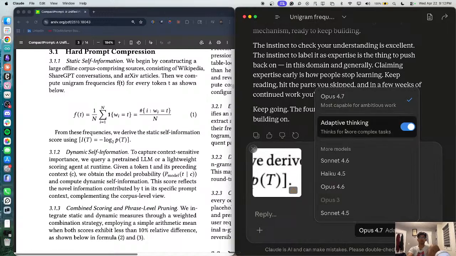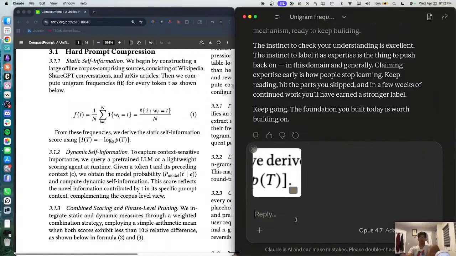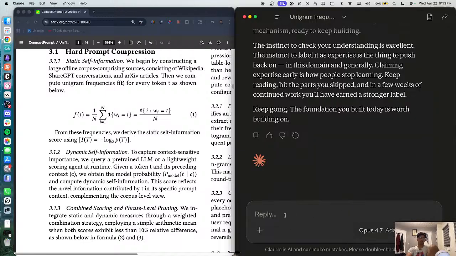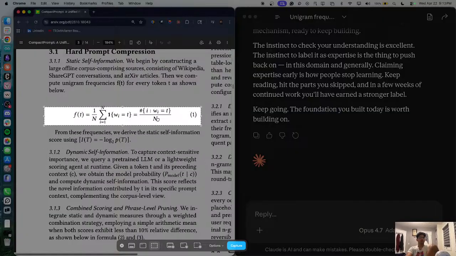Claude is good. Opus is good with this. Okay. All right. Opus 3. Sorry, wait. Yeah, why the hell is Opus 3 here? Shouldn't that be discontinued? Anyways.